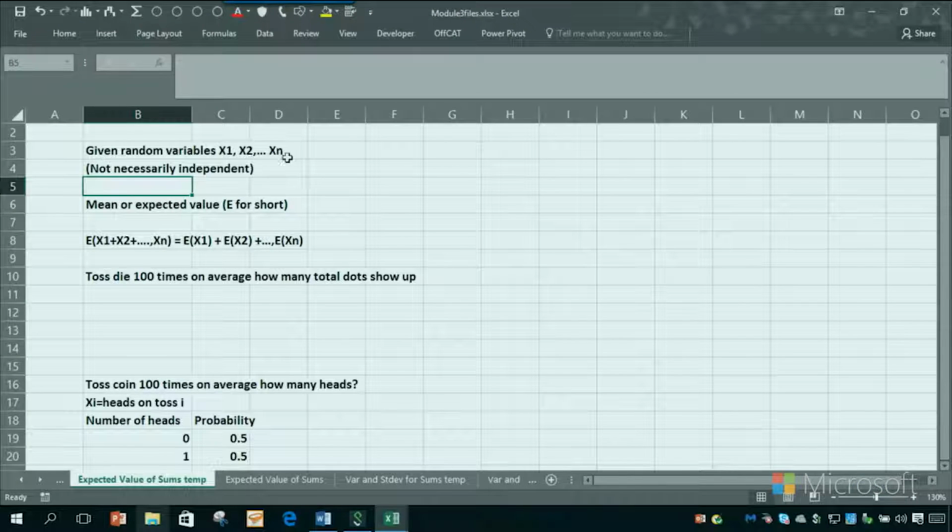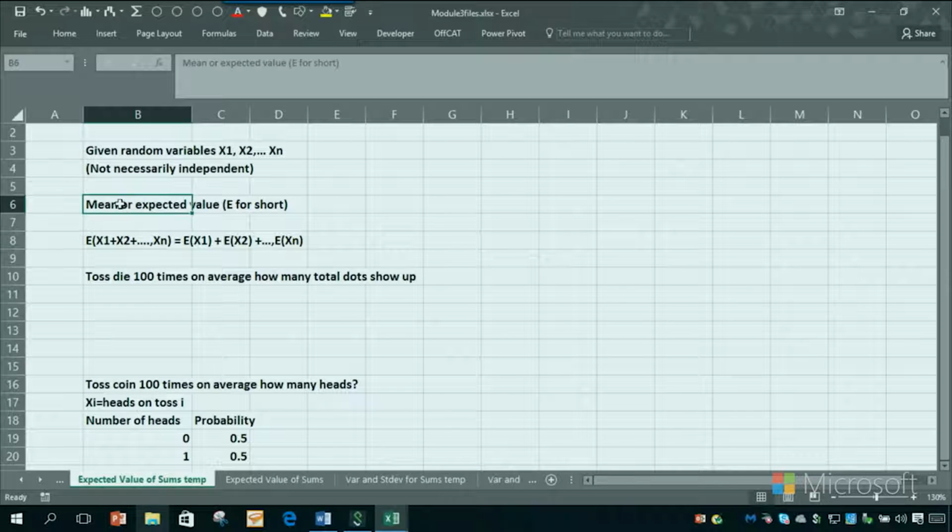In this video, we'll learn quickly how to find the expected value of the sum of random variables. And you'll see later in the course that many times we have to add up random variables to solve important problems. So let's suppose we have random variables x1, x2 through xn, so we have n of them. They don't have to be independent. Independence will be important in the next video. So these could be any random variables.